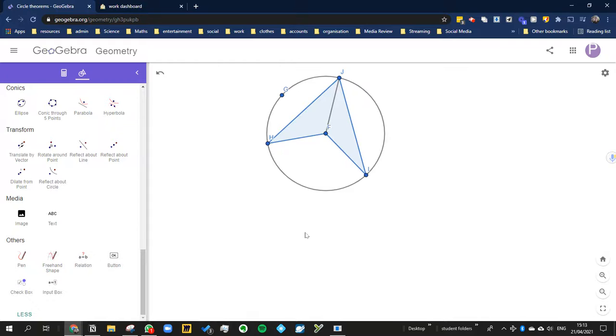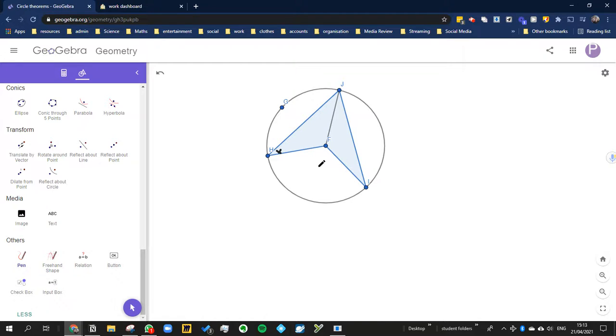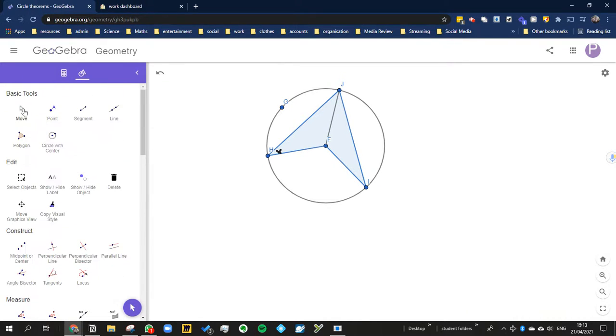So let's get my pen then. Let's see how well this pen works. If I identified these isosceles triangles, we can say that angle there is x. It's a little bit thick. I wonder if I zoom in, would it make it a bit thinner? Let's see.